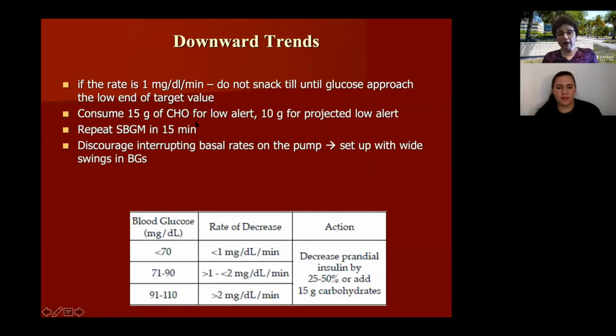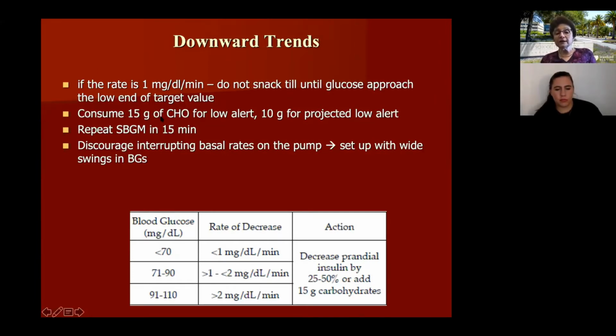So for downward trends or arrows, if your arrow is oblique down, you're going down by 1 milligram per deciliter per minute. Do not snack until glucose approaches the target value in the lower range, because it can turn back and you don't actually need to correct. If you're seeing your arrow going down, but your lower target, let's say, is 80, and you're going down from, let's say, 120, and you're not on a pump that would suspend by itself, just hold on to see what happens, because in 10 minutes it can turn direction and you don't have to snack.